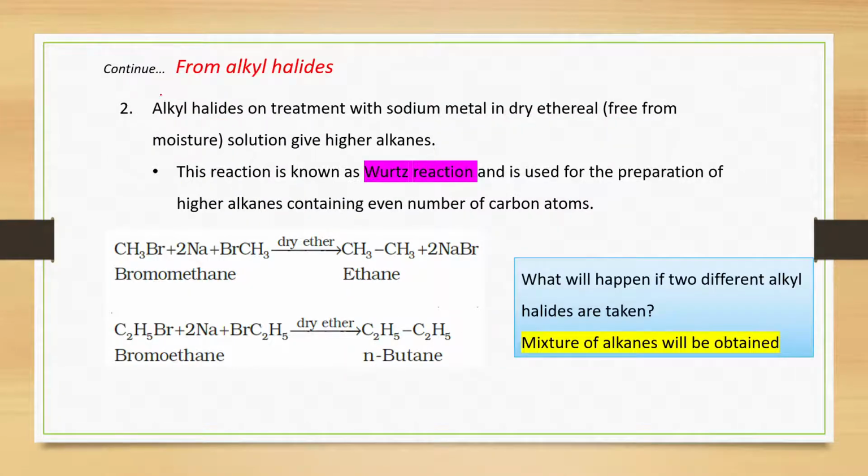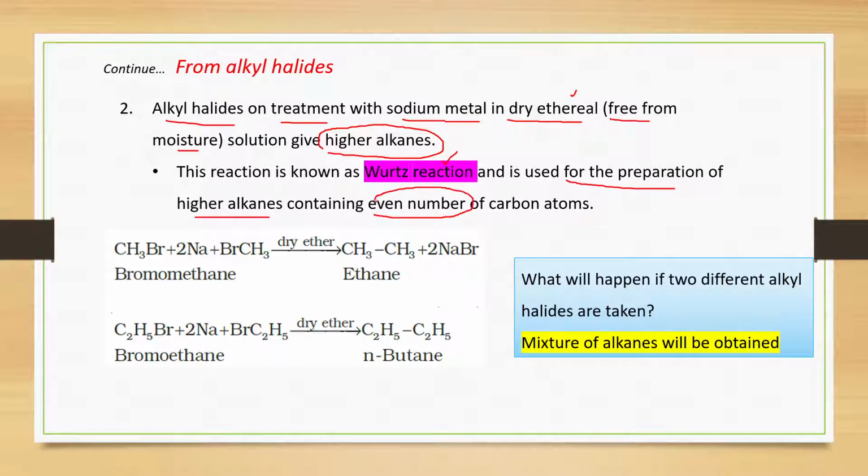Second method, from alkyl halides to get the alkanes. Alkyl halides on treatment with sodium metal in dry ether. Dry ether means the ether which is free from moisture. So, in dry ethereal solution they give higher alkanes, and this reaction is known as Wurtz reaction. And this is used for the preparation of higher alkanes containing an even number of carbon atoms.